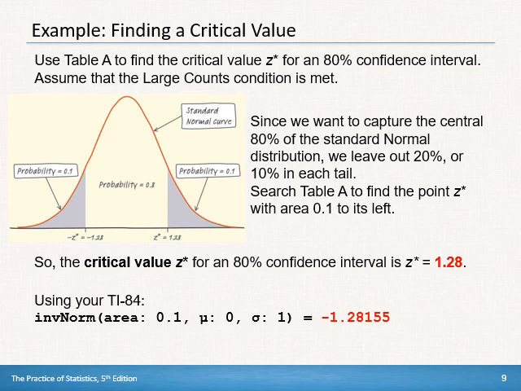Then you scroll down to find your inverse norm, and the area is the area to the left, in the left tail, not the total 20%, but 10%, so 0.1. And it's a z, so we're on a standardized normal curve, which has a mean of 0 and a standard deviation of 1. Notice that gives us our critical value, the same as what we got on our z-score table. Again, we ignore that negative we would get, and it's just 1.28.